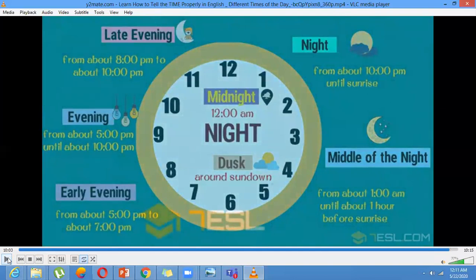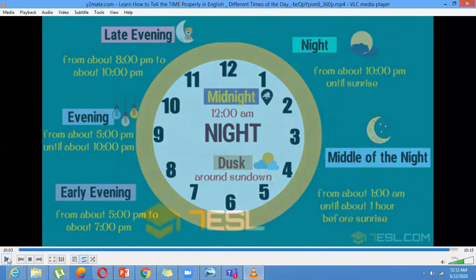That is dusk, which means around sundown at the Maghrib time, and then early evening. The early evening starts from 5 p.m. to about 7 p.m. Then comes evening. Evening starts from 5 till 10 p.m. If someone is coming to your home in late evening, that means he will come from 8 o'clock till 10 p.m.